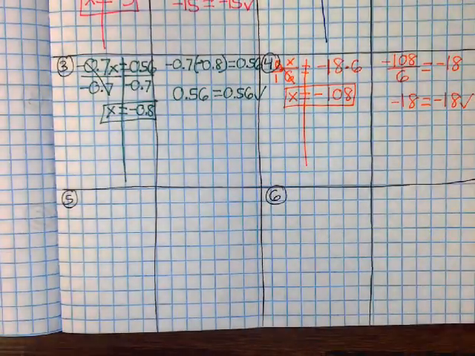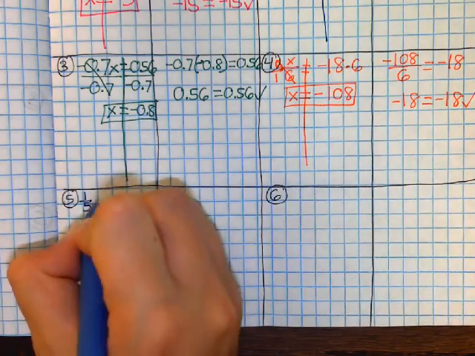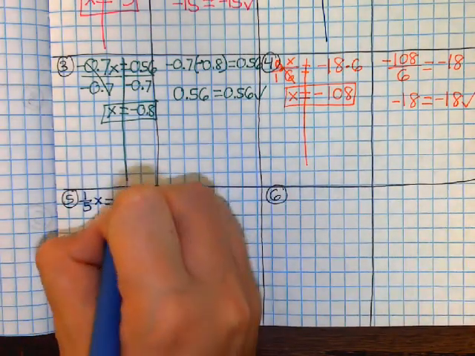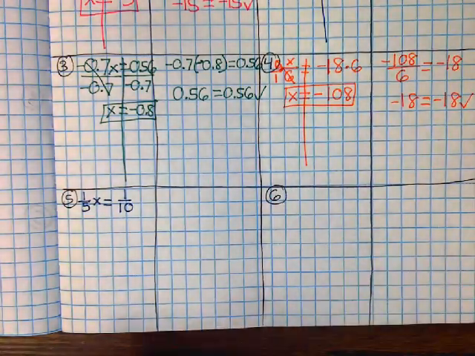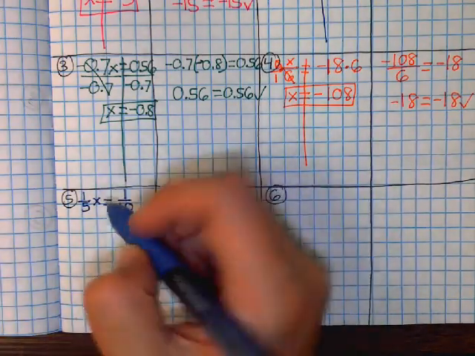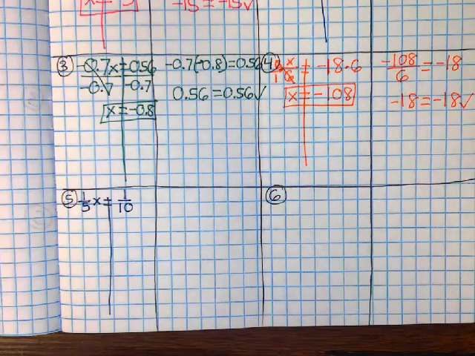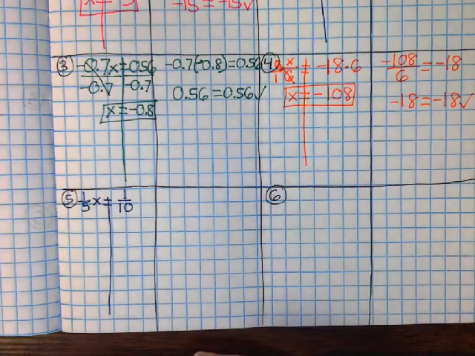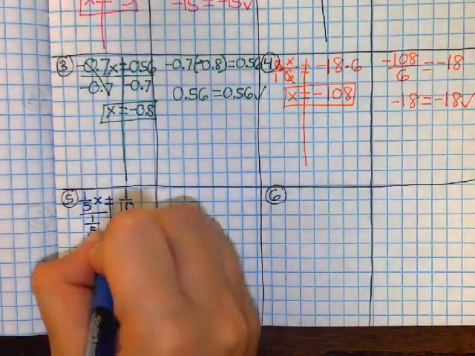Number 5. Fractions. 1/5 x equals 1/10. Now don't let this fool you. I have a fraction of 1/5 and I'm multiplying that fraction by my x. Okay, so I have 1/5 times x. Well, to get rid of that multiplication, I need to divide. So I need to divide both sides by 1/5. So I'm going to divide by 1/5.